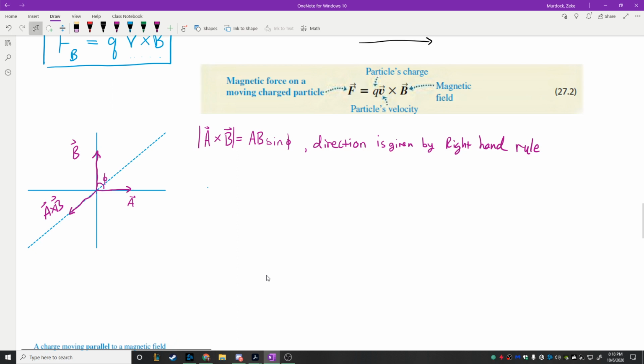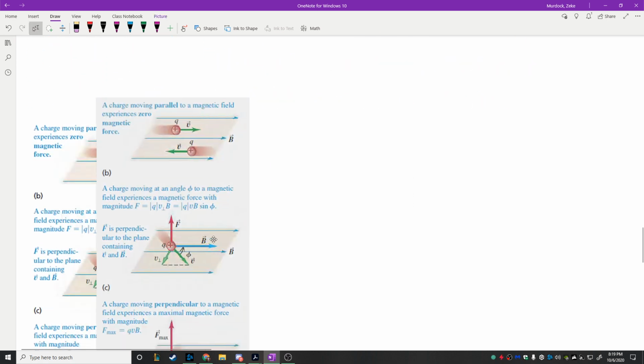There are some properties for the right-hand rule, which are that if we do B cross A, this is always going to be equal to the negative of A cross B. So it's anti-commutative. If you change the order, then you get a negative sign. Okay, let's look at some pictures here to try to get a handle on this.